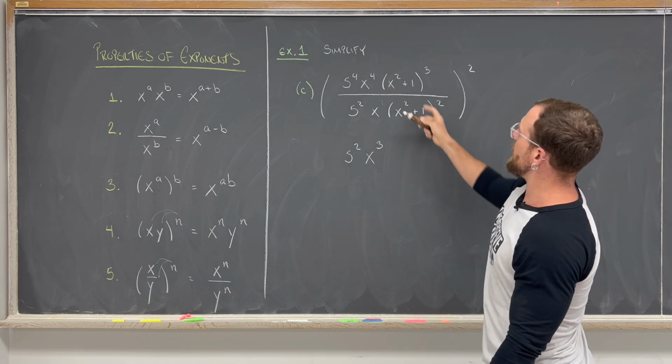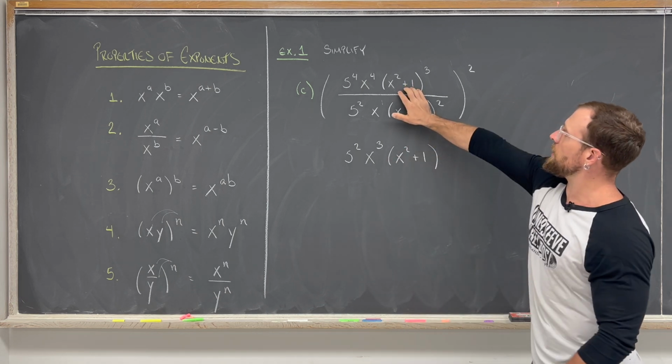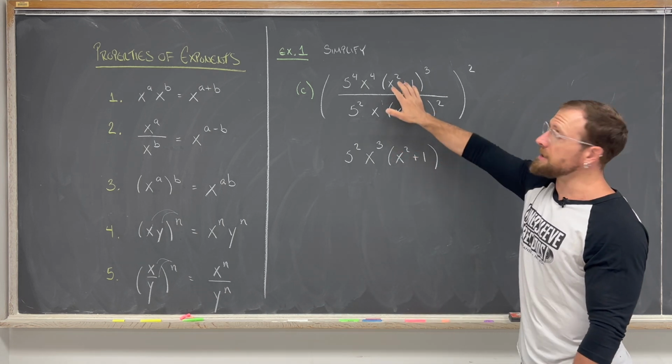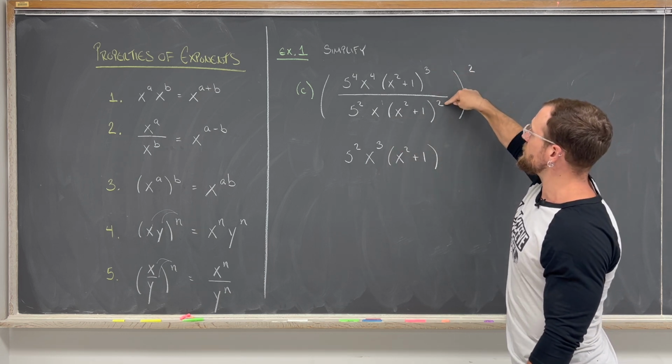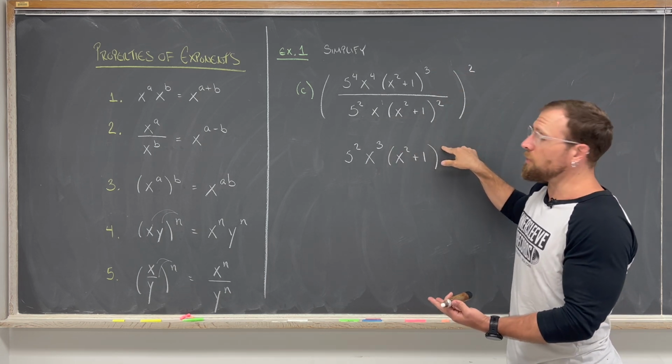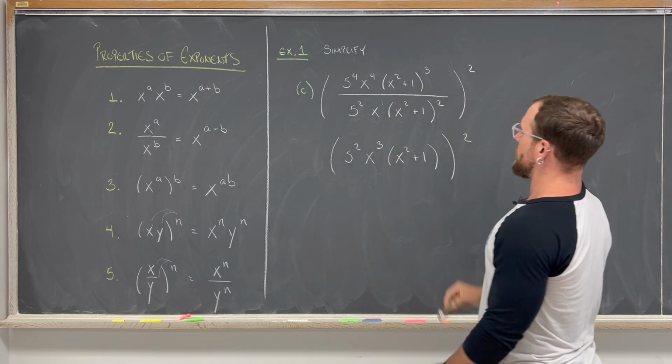Then I've got this term, x squared plus 1. There's an x squared plus 1 both in the top and in the bottom. That's the same base in the top and the bottom. I subtract the exponents. 3 minus 2 gives me a 1. I don't have to write the 1. It's implied. And that still needs to be squared.